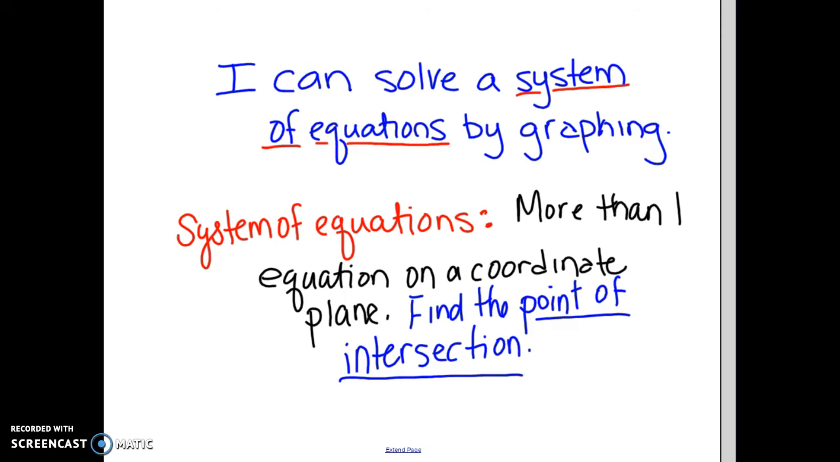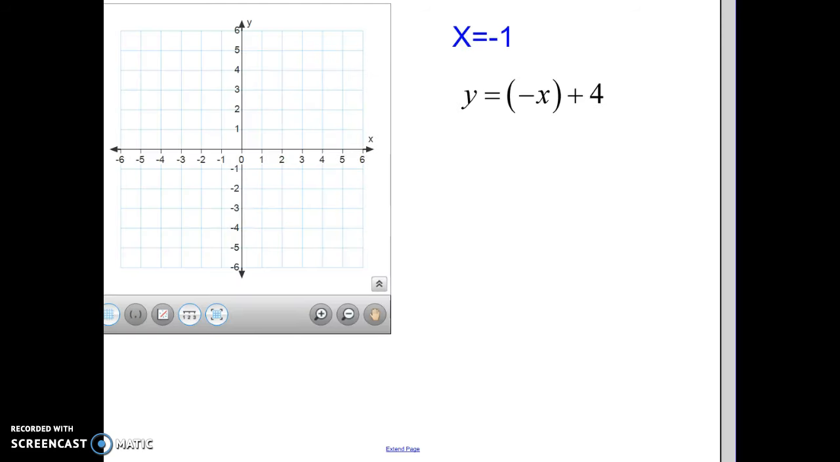So here we go. Our first example, we're given two equations. Example number 1: x equals -1 is an undefined slope. So we have a vertical line with an x-intercept at -1. I highly encourage you, if you're doing these by hand, to use a straight edge, because to find the intersection point, you really need your lines to be as accurate as possible.